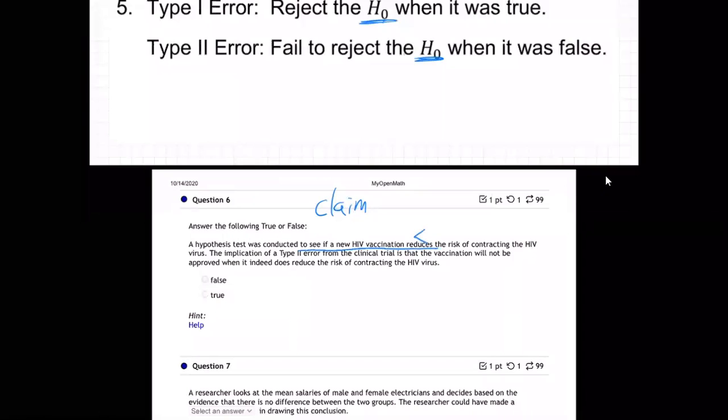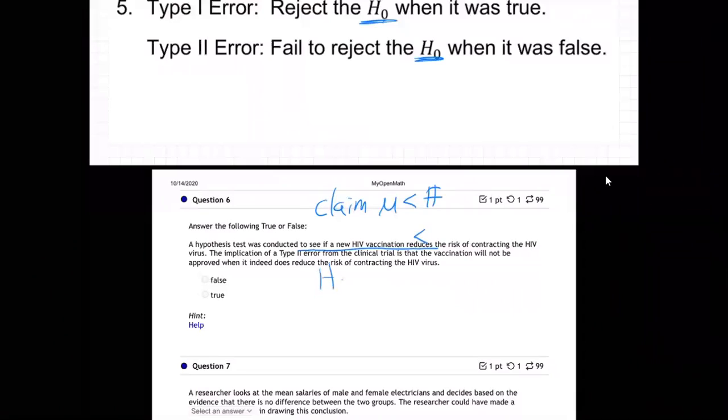They're saying the claim is the average for the new drug is less than some number. They're not telling us what the number is, right? I don't know what percentage the old drug cured, but they're hoping this vaccination makes a lower percentage get the HIV virus. So less. The claim is less.